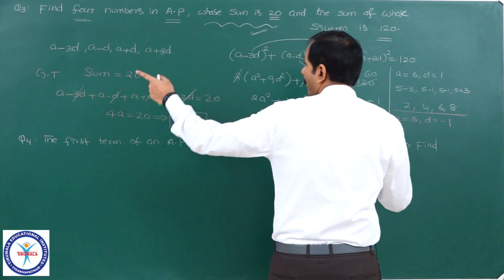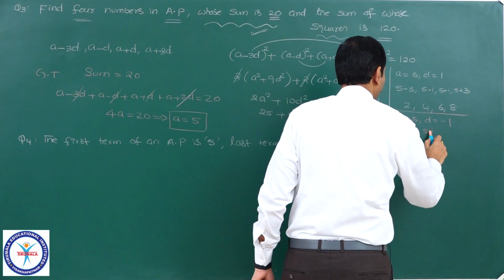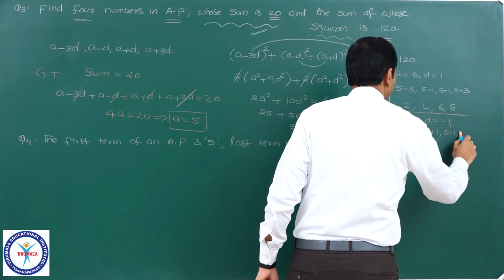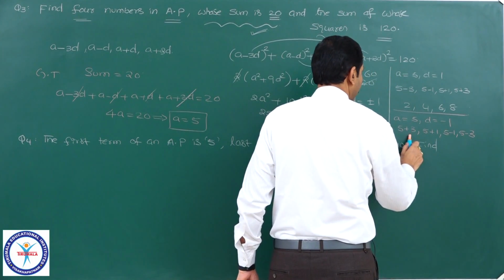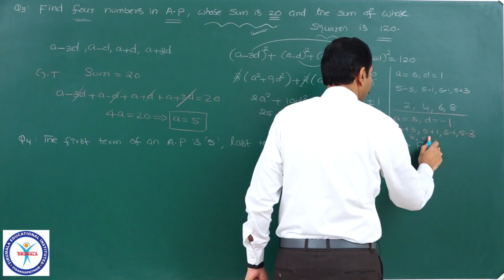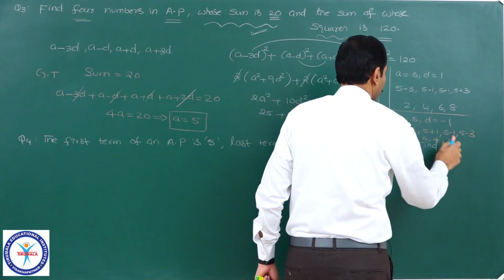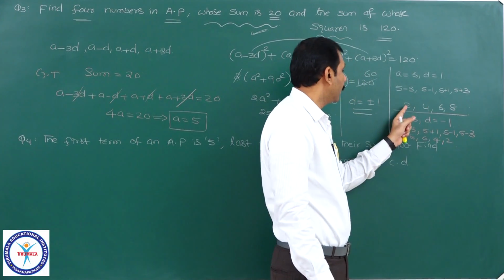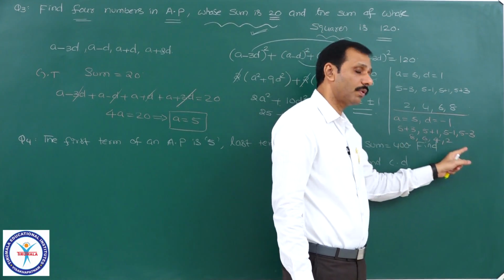And next if I take a = 5 and d = −1, what will I get now? a − 3d means it will become 5 plus 3, 5 plus 1, a + d will become 5 minus 1, 5 minus 3. Yes, these are 5 plus 3 means 8, 5 plus 1 is 6, 5 minus 1 is 4, 5 minus 3 is 2. Of course, just the order reversed, that's all. Here 2, 4, 6, 8 we got, here 8, 6, 4, 2 we got.